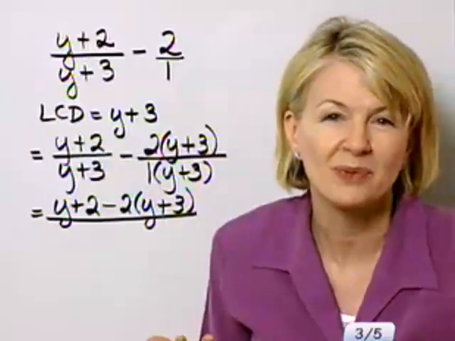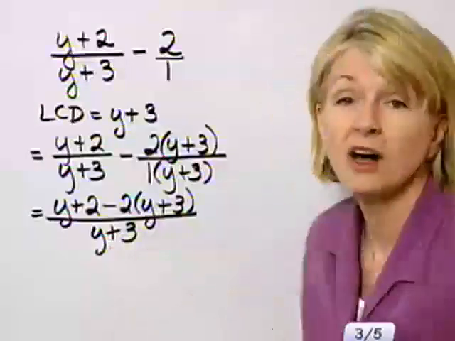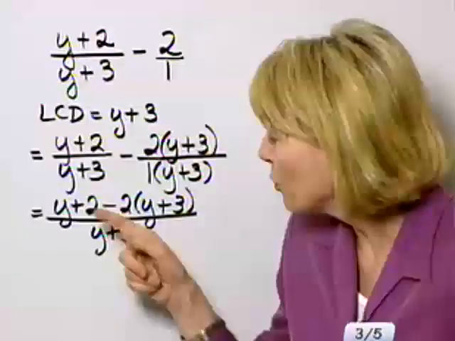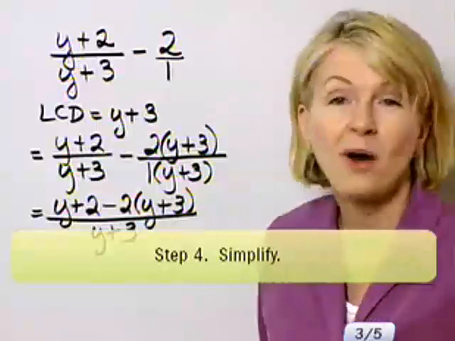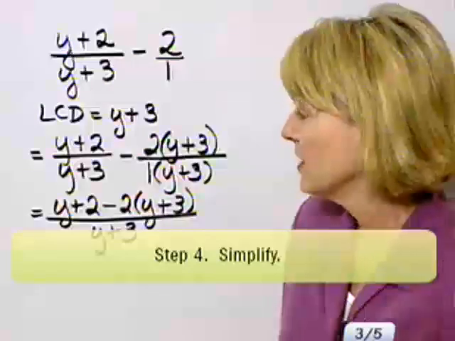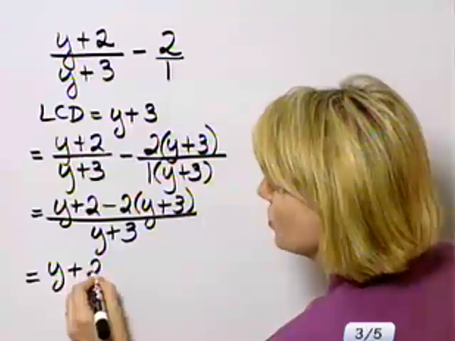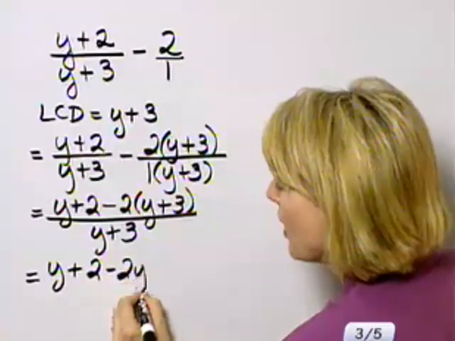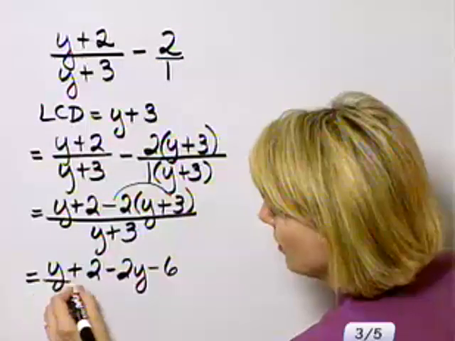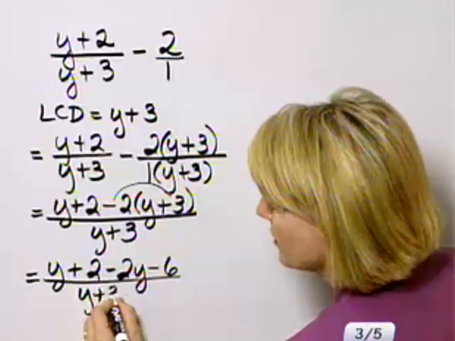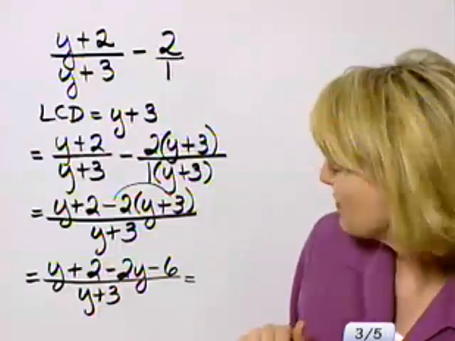1 times y plus 3 is y plus 3. So over the common denominator of y plus 3. And now we just simplify in the numerator. So this is all part of simplifying. So let's see, we have y plus 2 minus 2y, and then be very, very careful, minus 6 all over y plus 3. Let's see if we have any common factors.